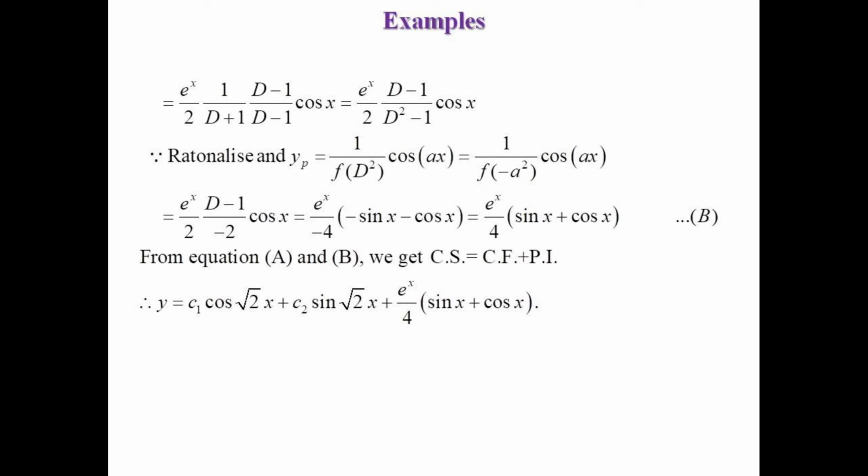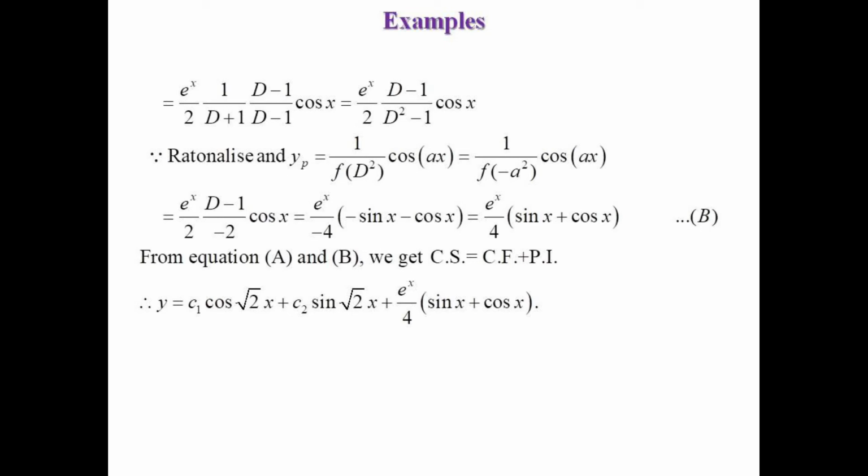And again, if we apply the formula for type number 2, cos of ax, that is, if we replace d square, 1 upon f of d square cos of ax is equal to 1 upon f of minus a square into cos of ax, then we can easily write this term as e raised to x upon 2. In numerator we get d minus 1. In denominator, if we replace the value of d square by minus a square, then we get the value as minus 1. So minus 1 into minus 1, so in denominator we get the value as minus 2 into cos x.